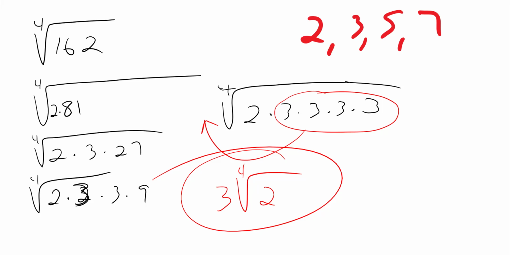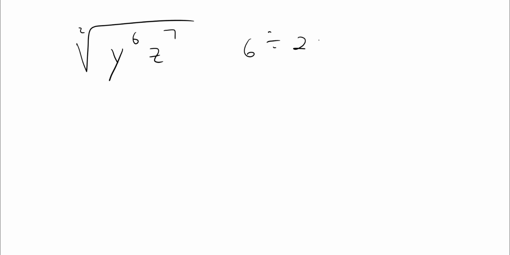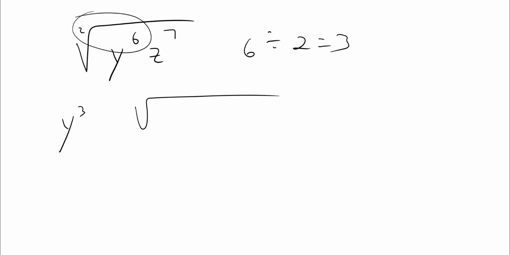Okay, let's just talk about variables real quickly. We already talked about these, but I think it's important to talk about variables. If I have the square root of, so I'm going to put a 2 here, even though it's usually not there, the square root of y to the 6th times z to the 7th. Remember what I told you to do? You're basically saying 6 divided by 2. So 6 divided by 2 is 3. So you're going to get y cubed, and there's nothing left over.